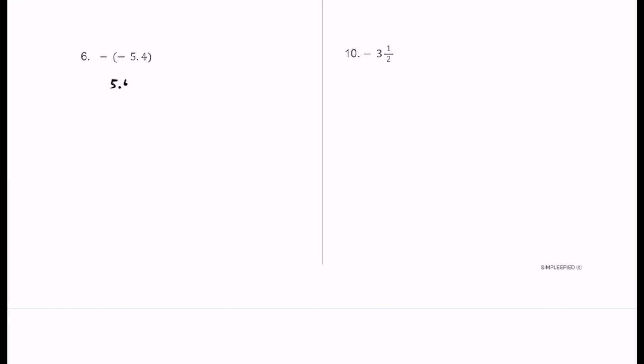For number 6, we have the opposite of 5.4. That's really just equal to 5.4. If we want to get the opposite of that, that's going to be negative 5.4. So again, just like earlier in another example, these two are exactly the same thing, just represented differently, so we just had to simplify it first.